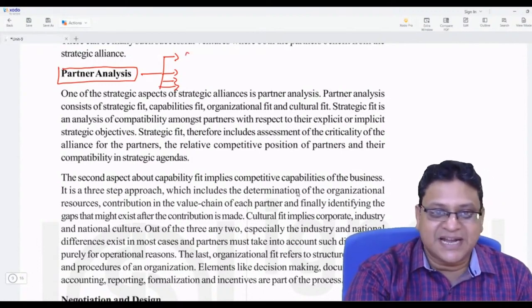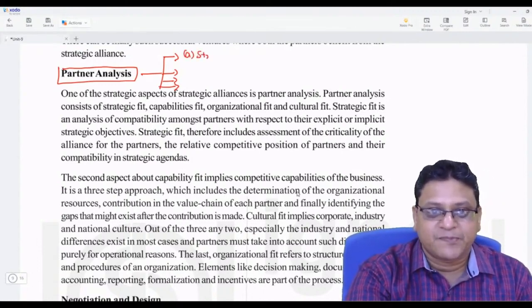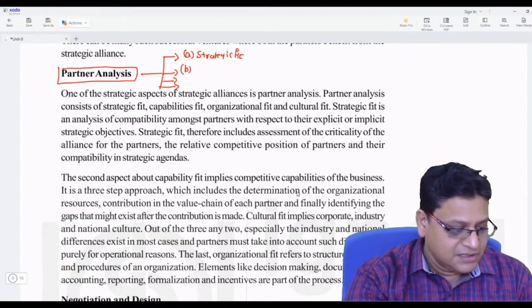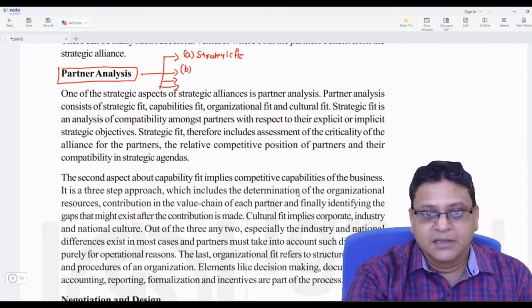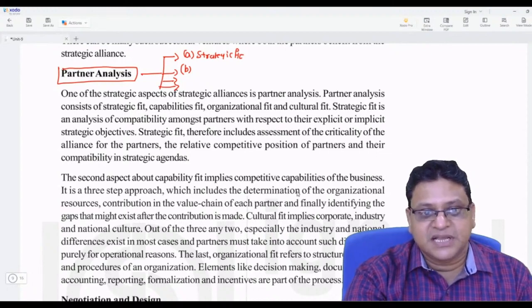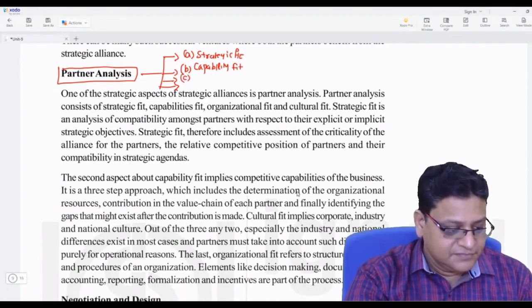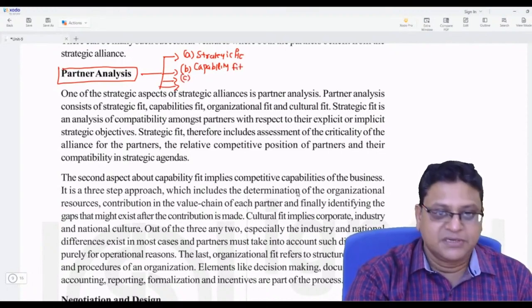First one is strategic fit. Second one is capability fit. Third one is organization fit.